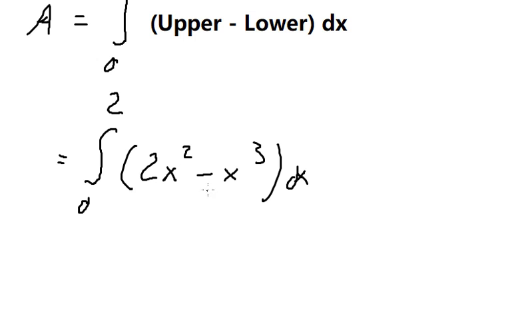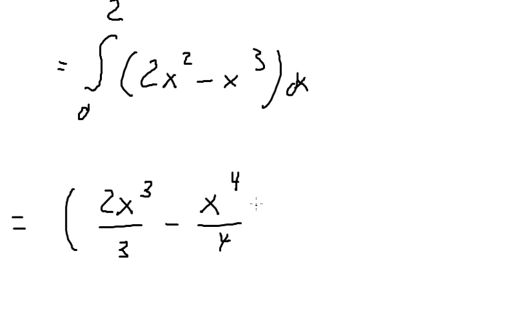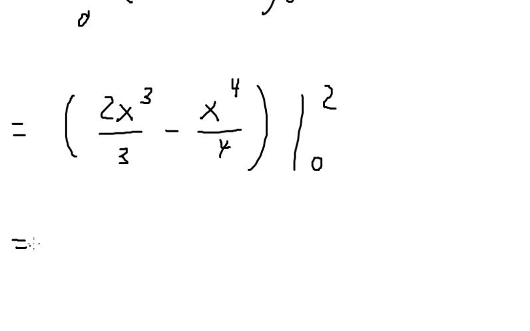And now we have the final answer. The integration of x squared, we have x to the power of 3 over 3. This one, we have x to the power of 4 over 4. And we put the bounds from 0 to 2. And now we can put the bounds going here, 0 going here.